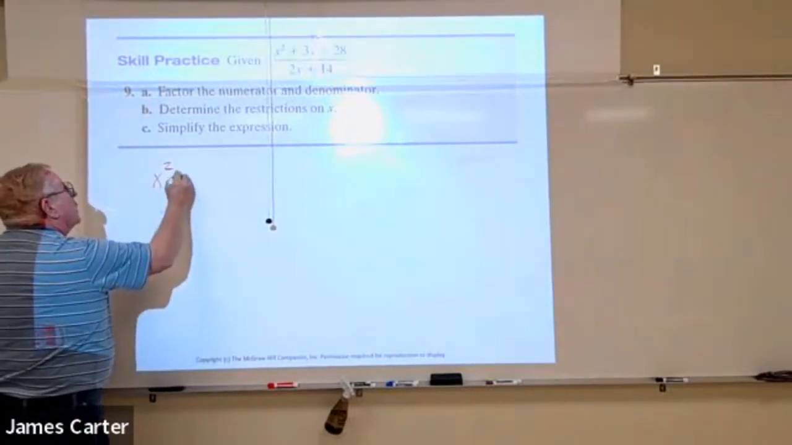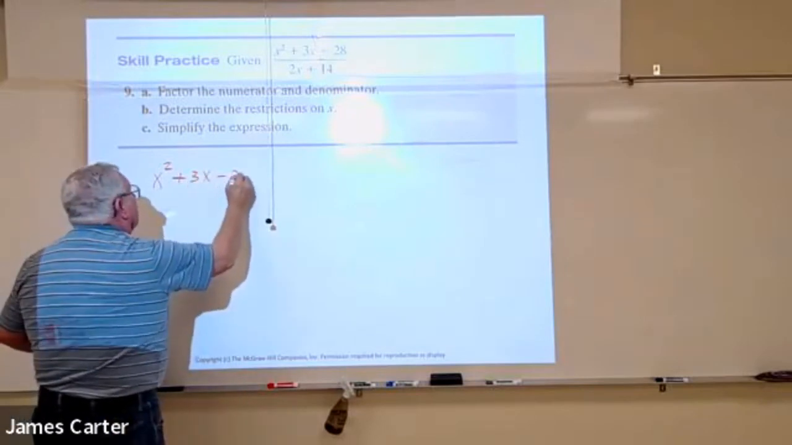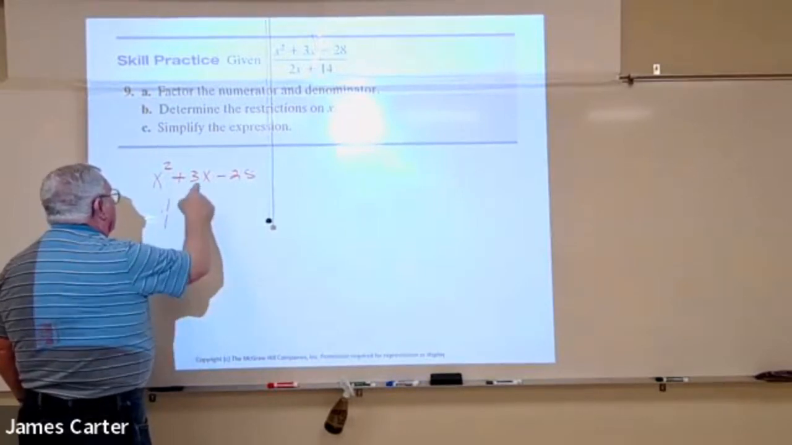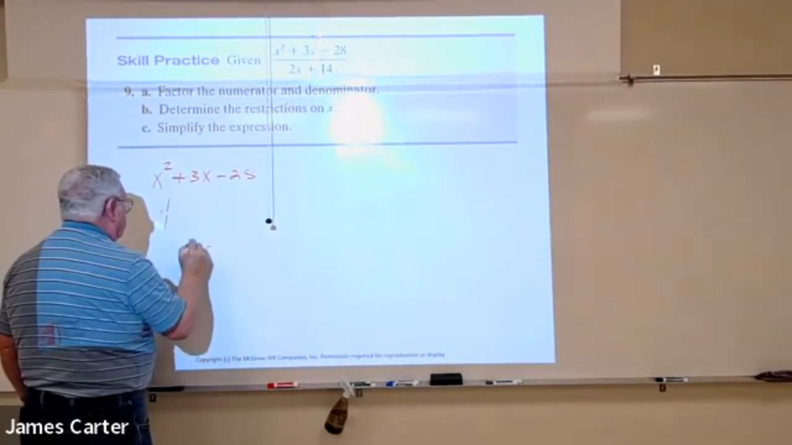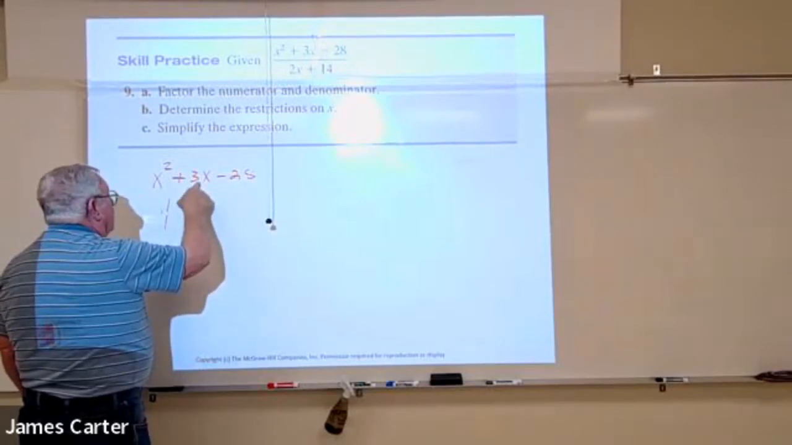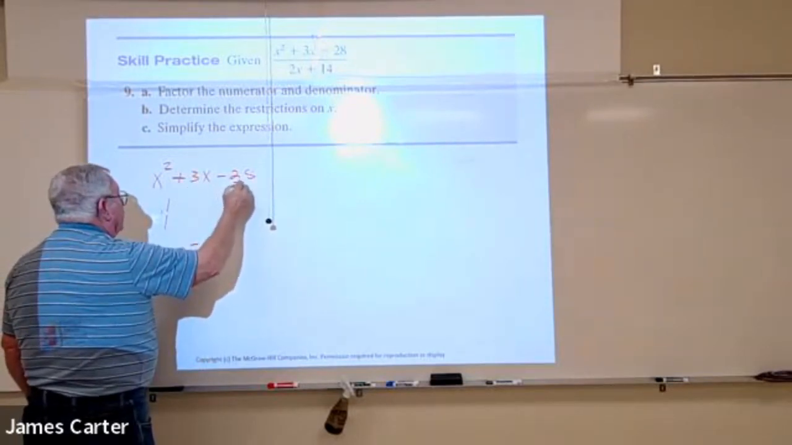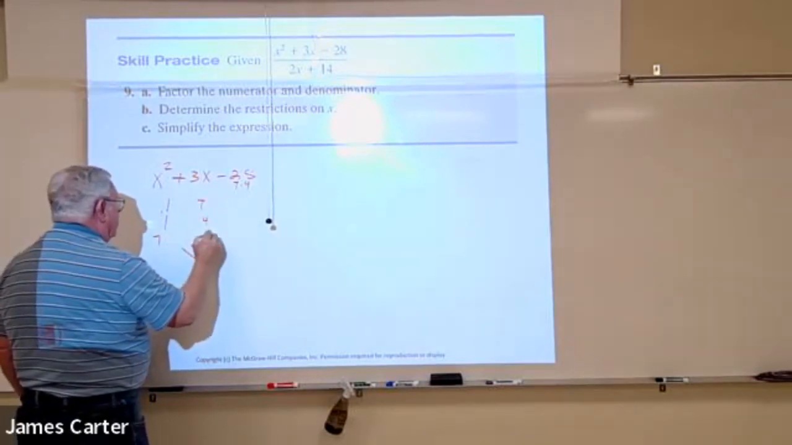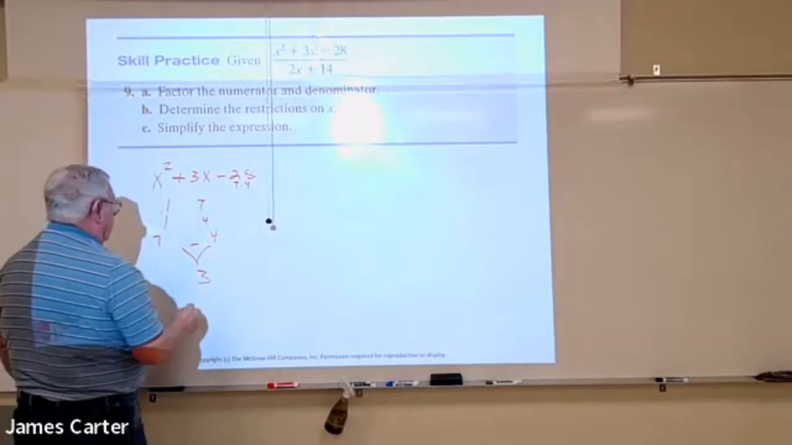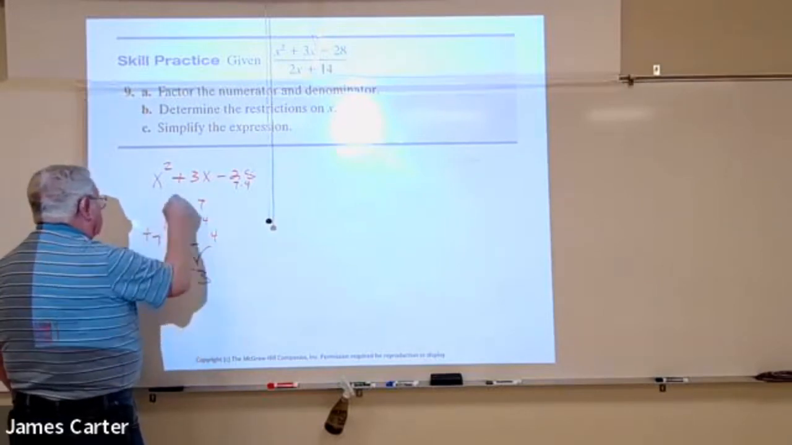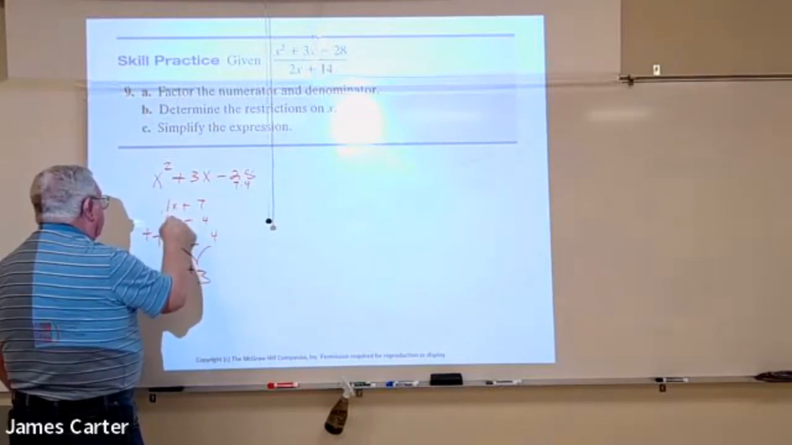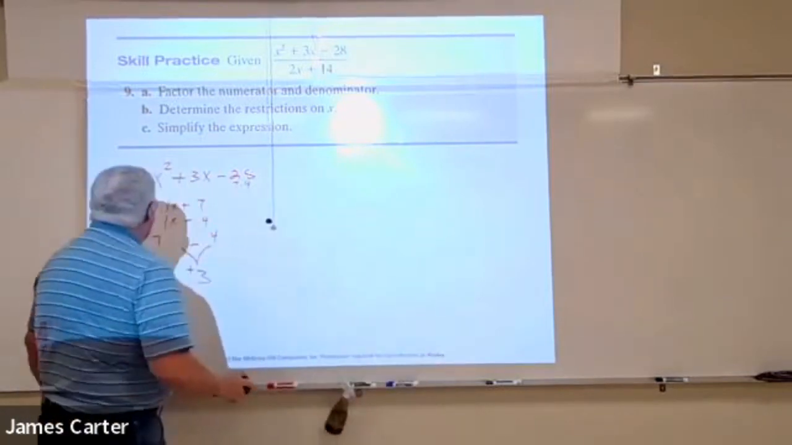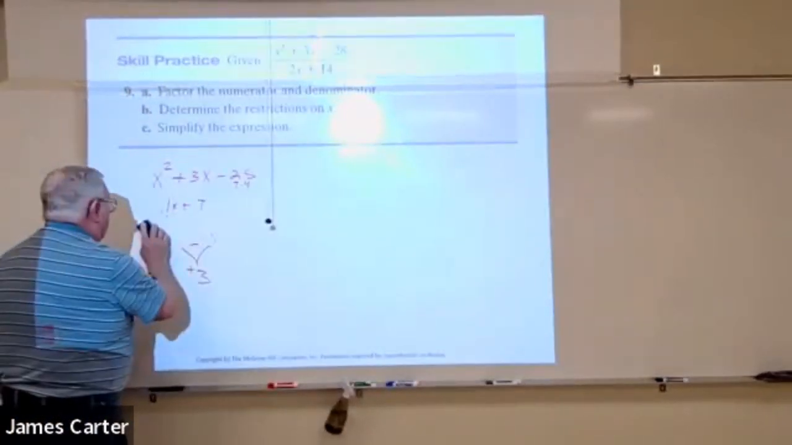x squared plus 3x minus 28. Okay, 1, 1. And I'm going to be subtracting down here, and I want to end up with 3. So how about 4 times 7? Gives me a 7, gives me a 4, subtract them, I get a 3. That's a plus, there's the minus. So this thing then factors into x plus 7, x minus 4.